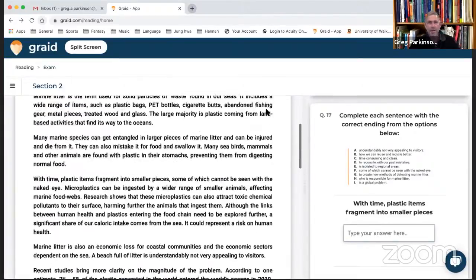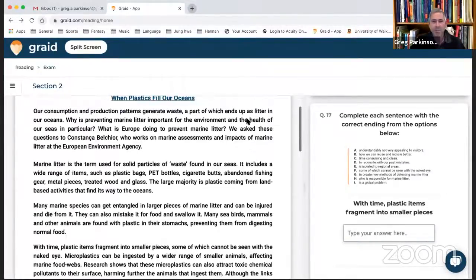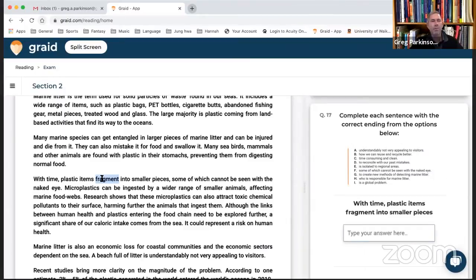So we're going to go back to the top. And as we do move through this test a few times, we're going to become more familiar with it. If you're watching at home, you may have noticed this when you were scanning with me before. Okay, scroll down. Okay, we can see at the top of paragraph 4. So let's highlight the sentence for you. Okay, this is the one we're after. With time, plastic items fragment into smaller pieces, some of which cannot be seen with the naked eye. So the next part of the sentence says, some of which cannot be seen with the naked eye. So that is our answer that we're going to look for in the different options.